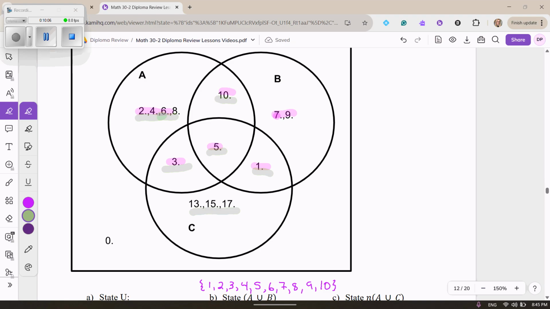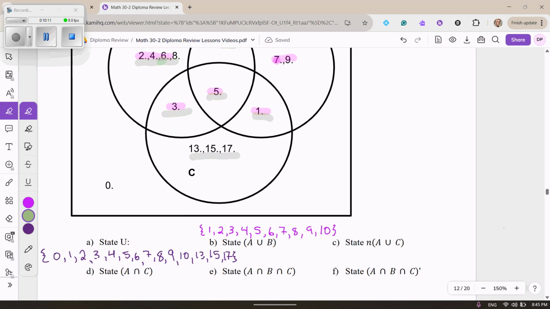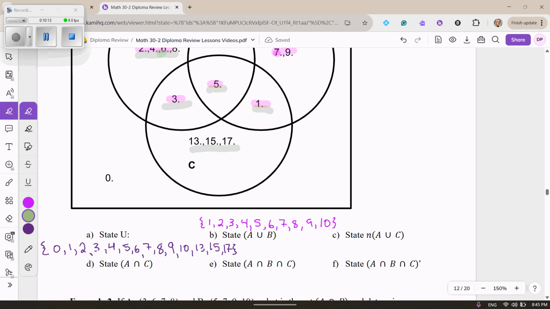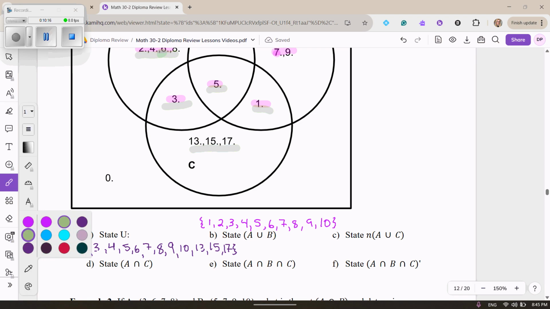1, 2, 3, 4, 5, 6, 7, 8, 9, 10, 11. There are 11 elements, which is what that N at the beginning stands for, the number of elements.